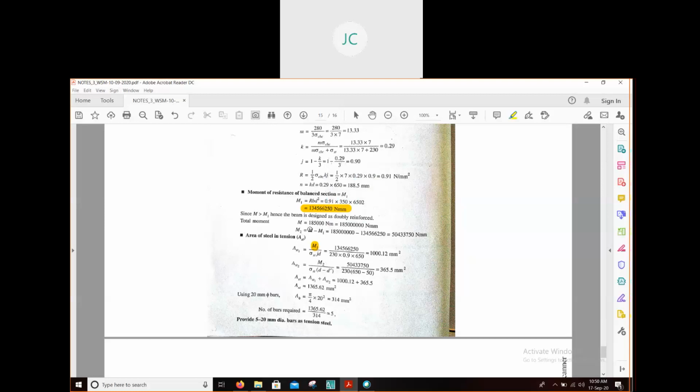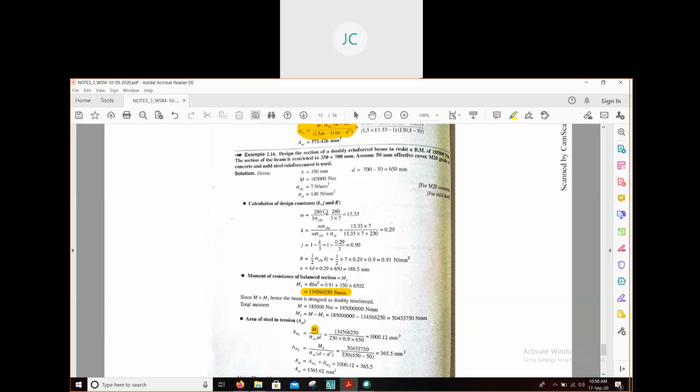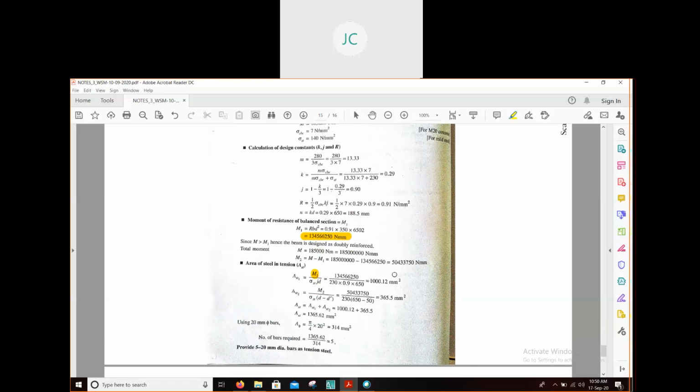So the total moment is given in our question, 185,000. It is given in the question. So this amount of extra moment we have to resist. For this amount of moment, whatever steel we have to provide will be written as AST2. So the total area of steel in tension will be AST1 plus AST2. If you use 20 mm diameter bars, you will get approximately 5 numbers. If you use 16 mm, then this number will be more. I think it will be 6 or 7.